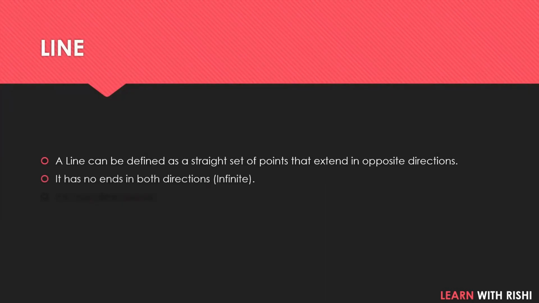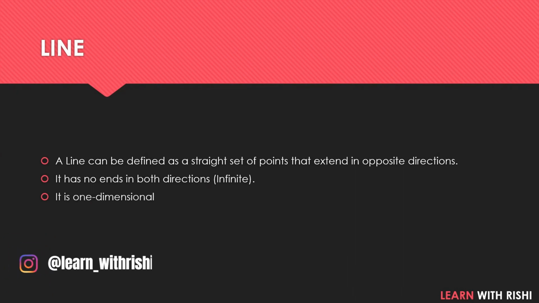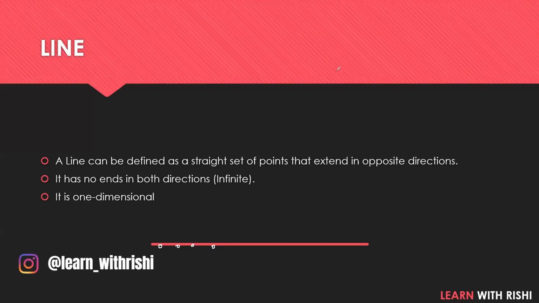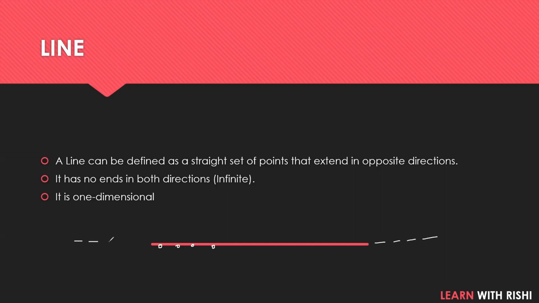It has no ends in both directions, that is, it is infinite. And it is a one-dimensional figure. As you can see here, there are so many points on this line, and there are infinite points on one line. If we connect those straight points, we get a line. So this line is infinite, meaning from both directions it can be extended. So here I can say a line is defined as a straight set of points. If we consider a set of straight points and join them, we get a line.